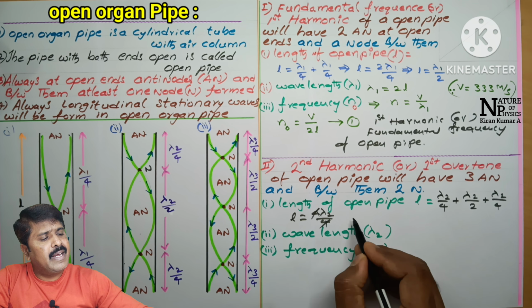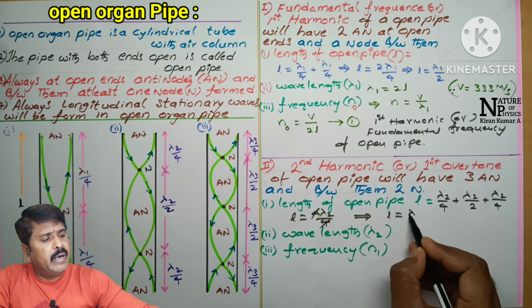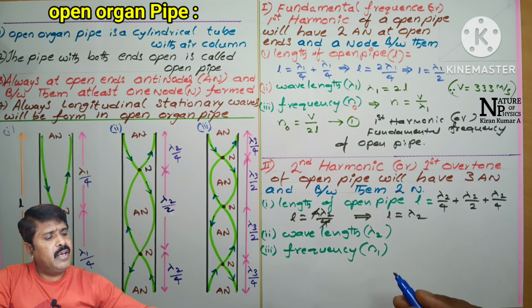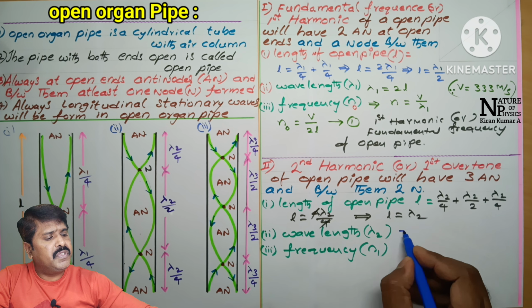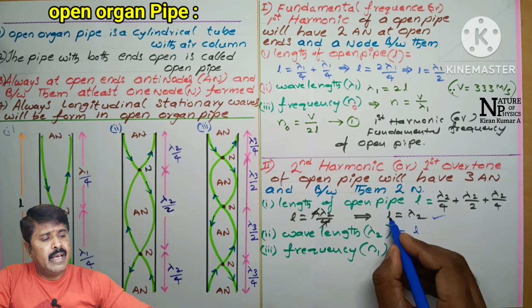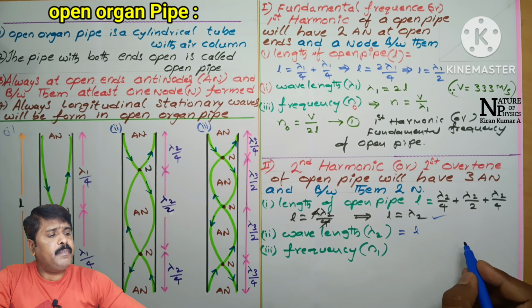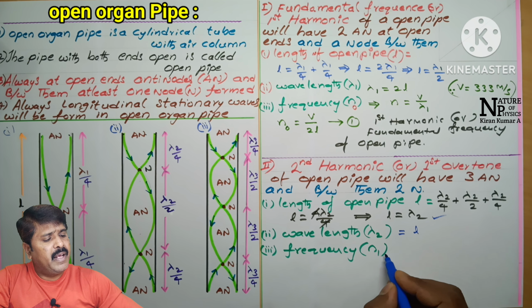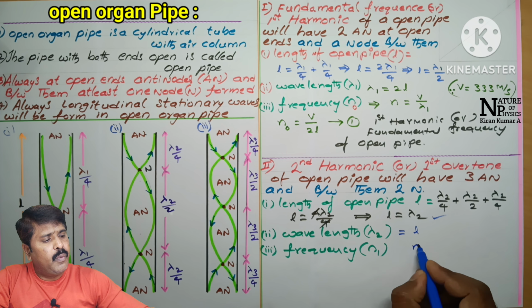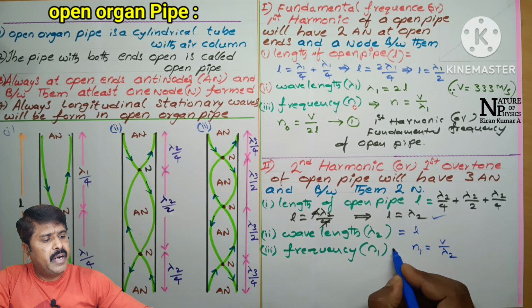So 4 gets cancelled. I am going to get the length L, which is equal to lambda 2, student. Okay, and then continuing the derivation, wavelength lambda 2 is equal to L. So clearly represented, lambda 2 is equal to L, student. Okay, so replacing in the frequency equation, N1 is equal to V divided by lambda 2, writing here.